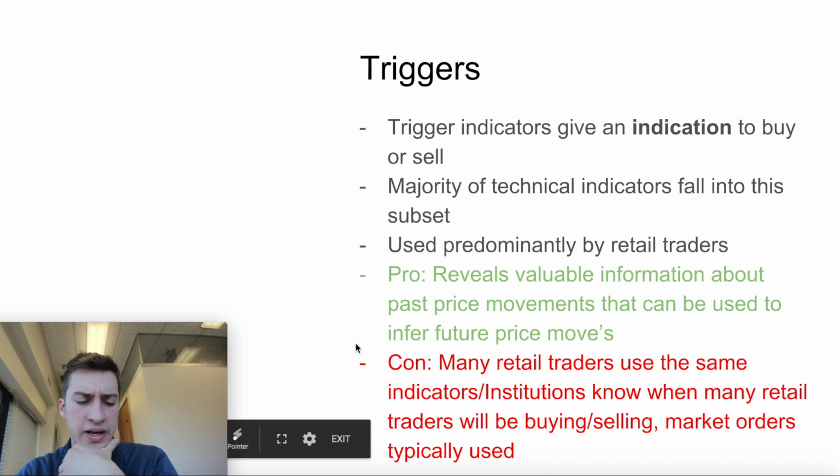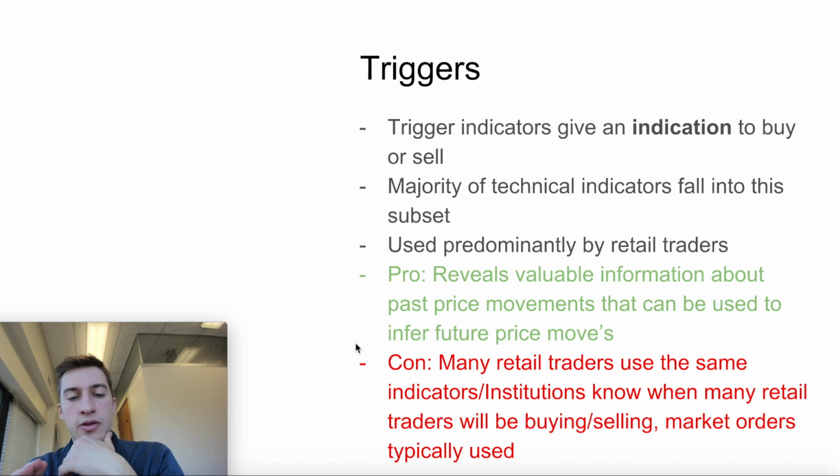Okay, so we've gone over bias indicators. Let's talk about triggers. Triggers are, I would say, technical indicators that really everyone who has traded in the past is familiar with. These are just indicators that give an indication whether to buy or whether to sell.